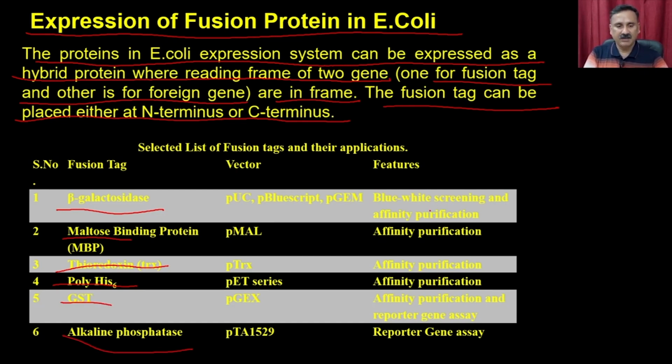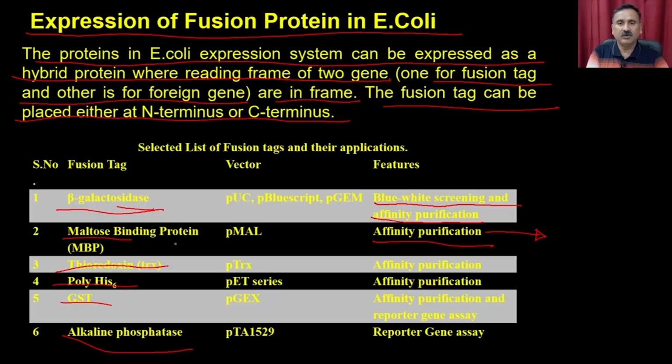And what is the advantage? For example, if you have beta-galactosidase, you can use that for blue-white screening as well as for affinity purification. Mostly these fusion tags are used for affinity purification, so that you can avoid contaminating proteins, because the fusion tag will not be present in other proteins but only in your protein. So if you pass this through an affinity column, only this protein is going to bind and the rest of the proteins will not bind, and that's how you get purification in a single step.